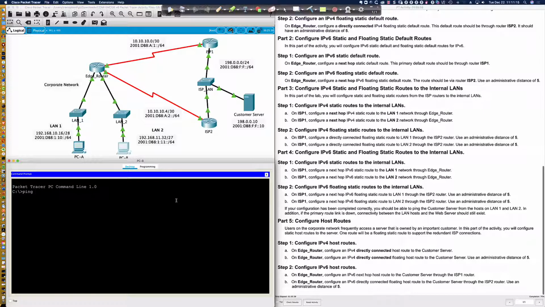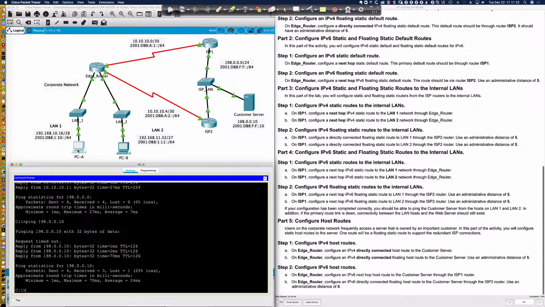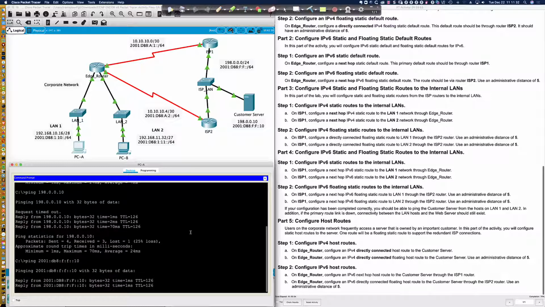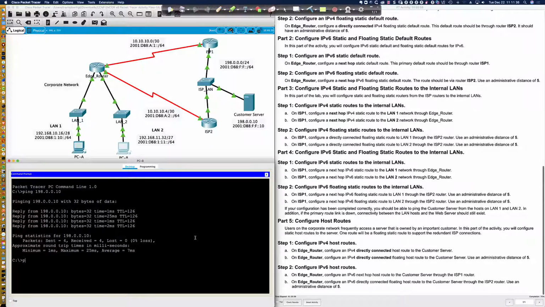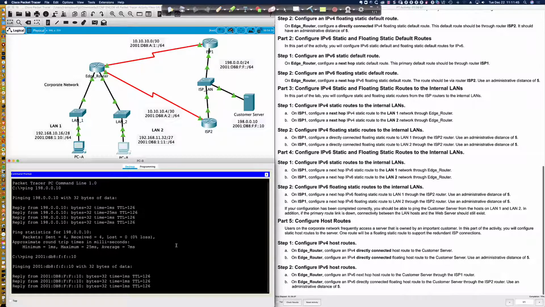And let's say ping 198.0.0.10. And take a look at that. We've got connectivity. But remember, we should have IPv6 connectivity as well. 2001:DB8:Fox::10. And that is working like a champ. We'll come over here. And again, we are expecting that this is going to work, but let's confirm 2001:DB8:Fox::10. And we've got connectivity there.